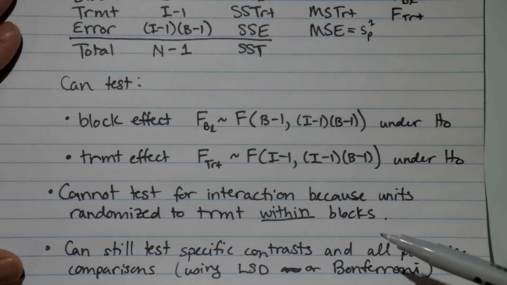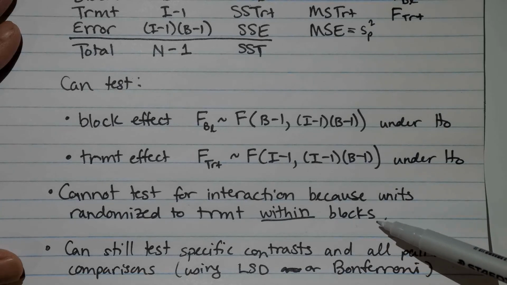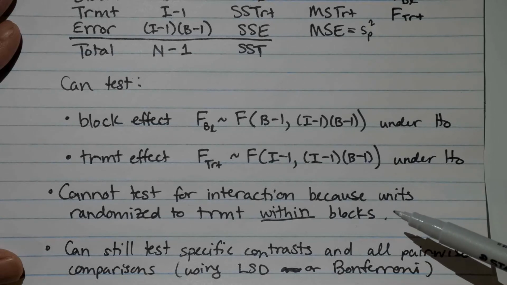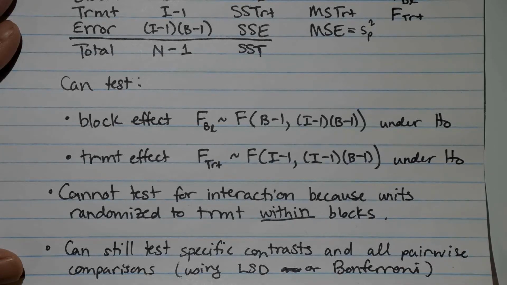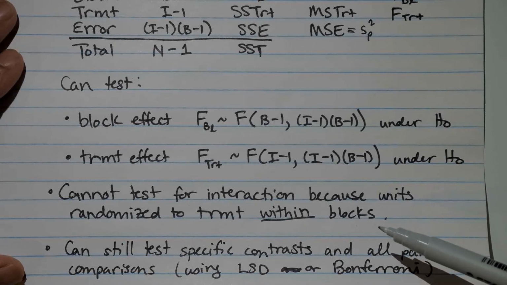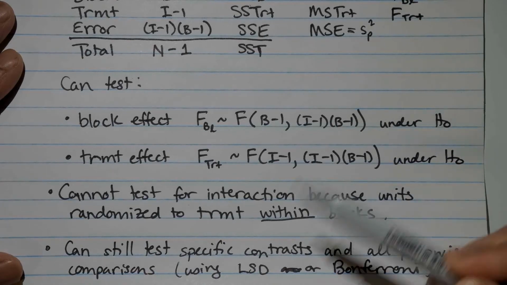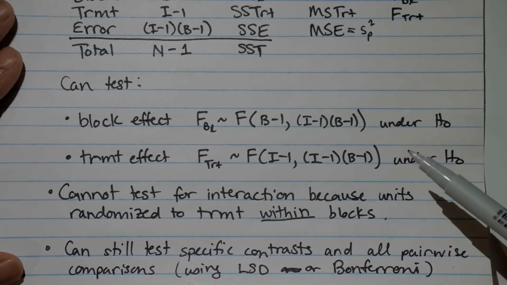And because we're looking at this randomized complete block design, we cannot test for interactions. The units within the blocks were randomized to treatment. Units were not randomly assigned to block. It was just within blocks that units are randomized to treatment. So we really can't look at the interaction between our block and treatment.